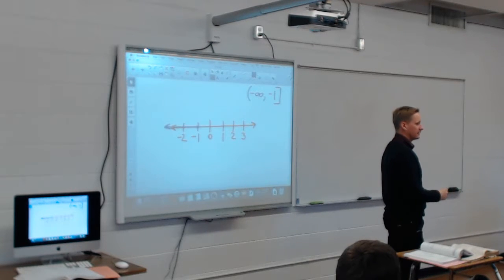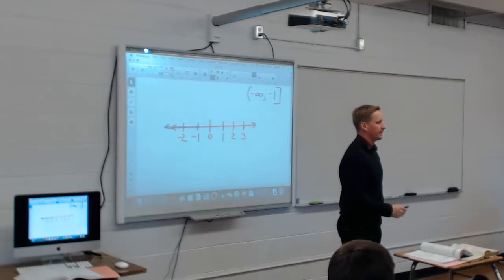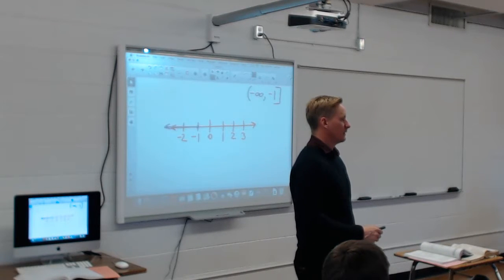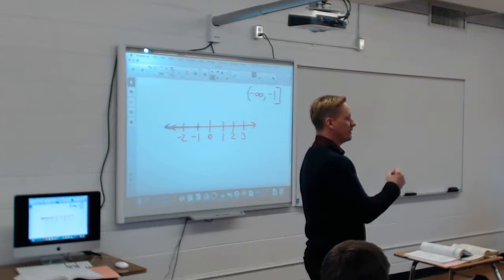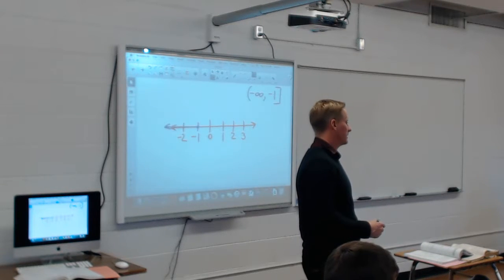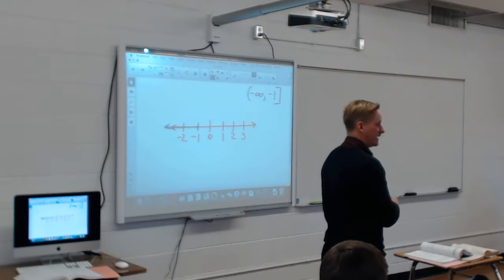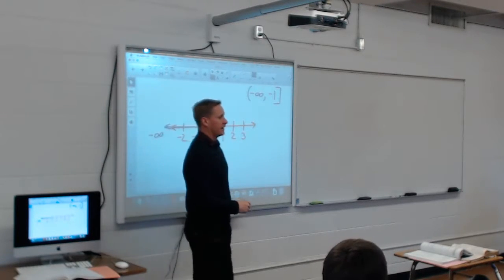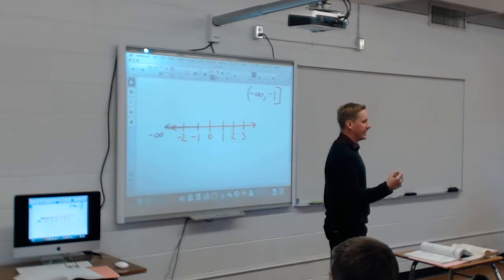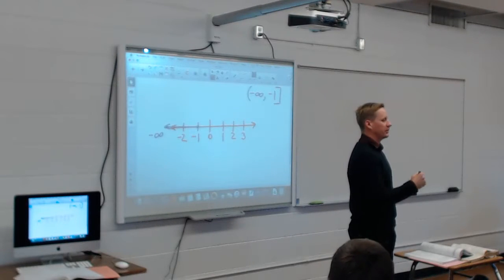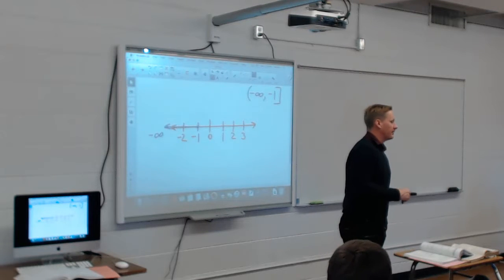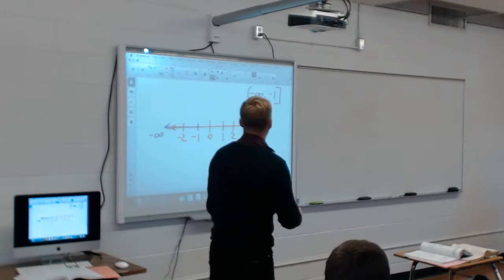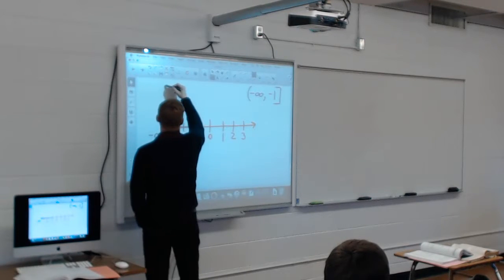Why is one bracket curved and one square? Because one's including and one's not including. You can't include infinity. Negative infinity is somewhere out here, but I can't ever get to negative infinity. It keeps going forever, so I don't include it. But -1 is inclusive. Everybody's okay?